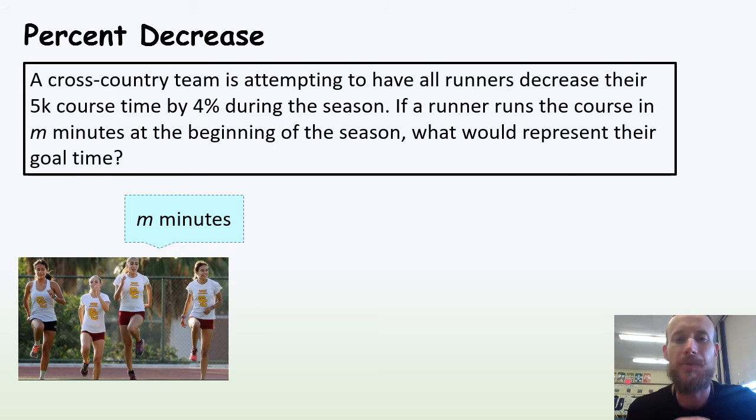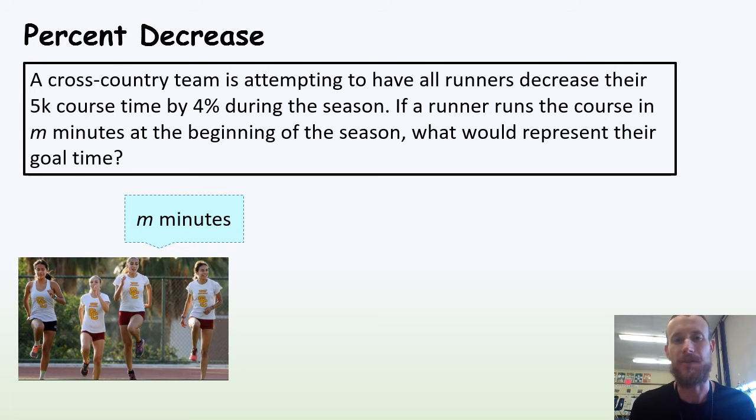A similar example, but percent decrease, which again was from Unit 3. Here it says a cross-country team is attempting to have all their runners decrease their 5-kilometer course time by 4%. They're trying to get better by 4% during the season. If a runner runs the course in M minutes at the beginning of the season, so all the runners could be different, but somebody's running a certain amount of minutes, what would an expression be for their goal time, which would be minus the 4%?